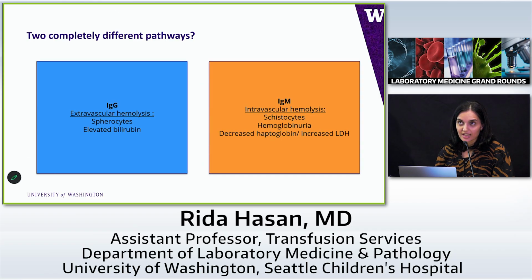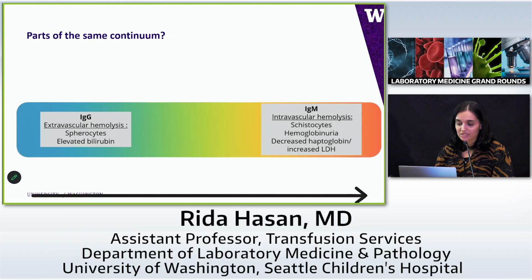And I will say in my training as a pediatrician and a peds hemonc, I always thought that these were two completely different things, that IgG is extravascular hemolysis, this is what I expect, and IgM is intravascular hemolysis, this is what I expect. But as you saw in the antibody, an IgG can actually activate complement, so it can activate the other pathway. So I've shifted my thinking to actually this is not one or the other, it's actually a continuum.